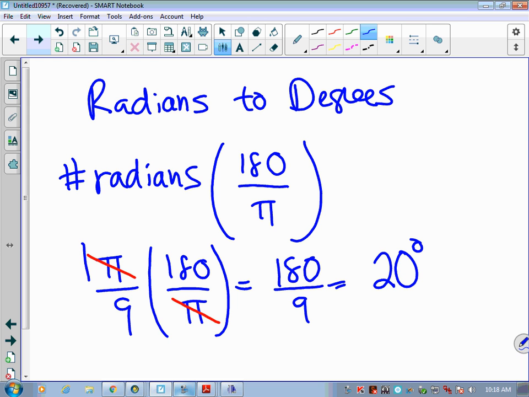Now, if you want a shorter way to think about that, take the fraction of your radians and multiply it by 180. That's always going to be your degrees.